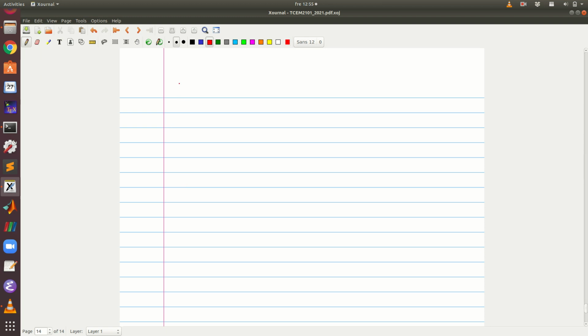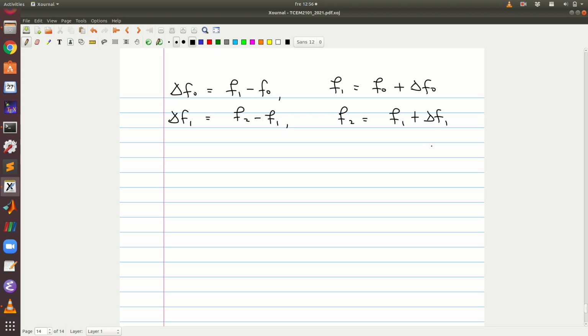So let us write a few results here which we are going to use later on. We know the forward difference at f0 is f1 minus f0, and making f1 the subject, it is equal to f0 plus the forward difference at f0. Then the forward difference at f1 we know is f2 by definition minus f1, and we can make f2 the subject and write it as f1 plus the forward difference at f1.